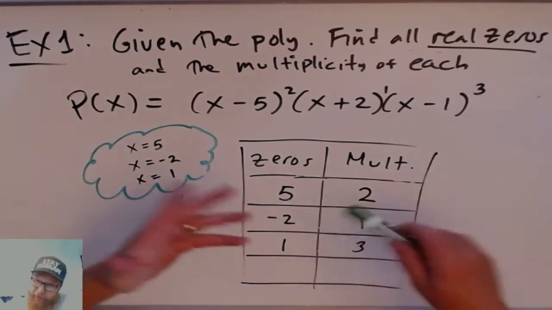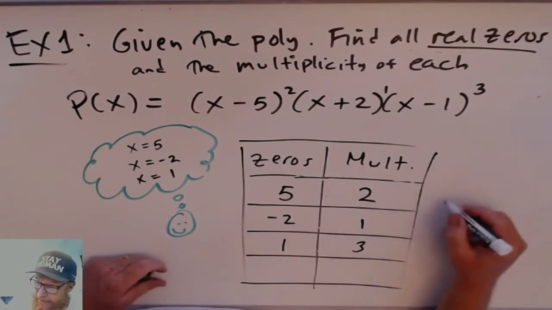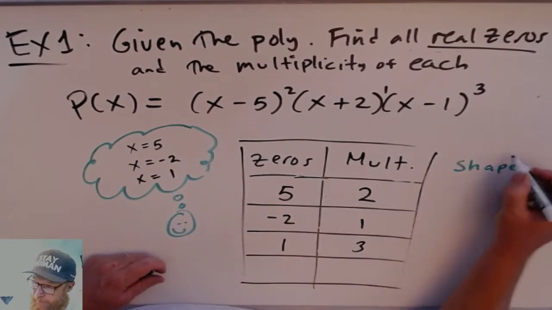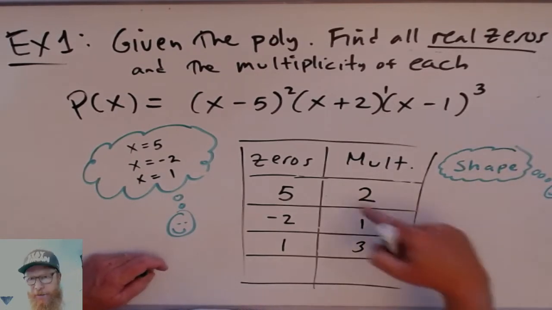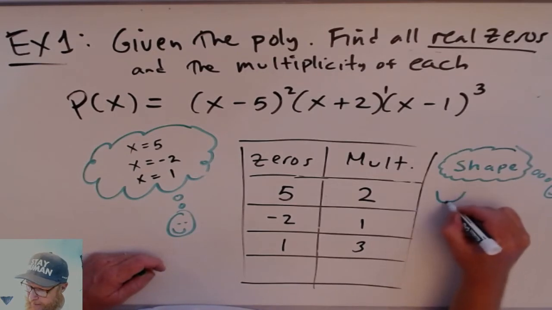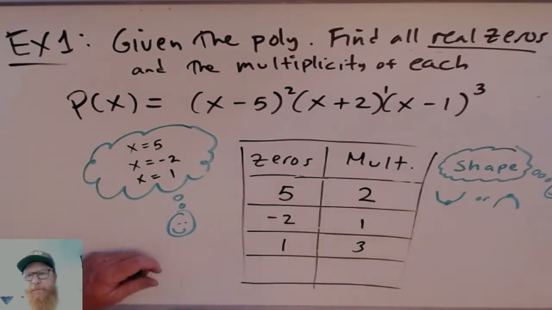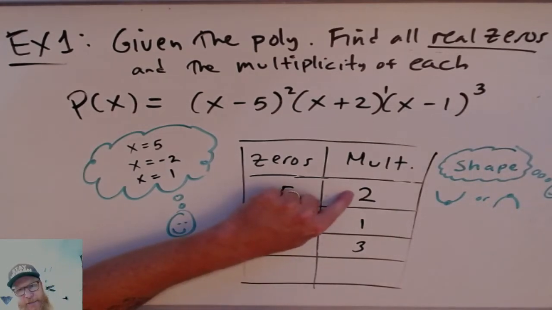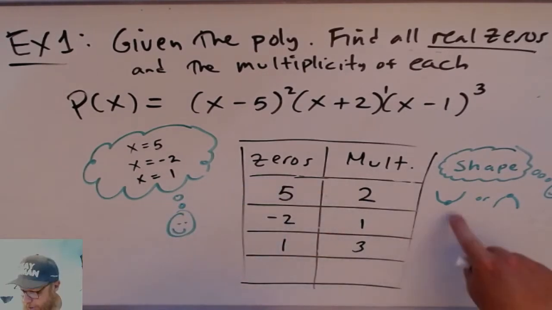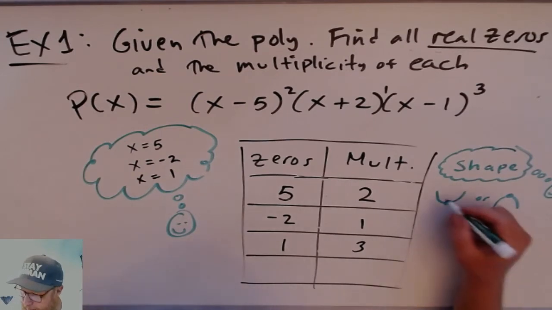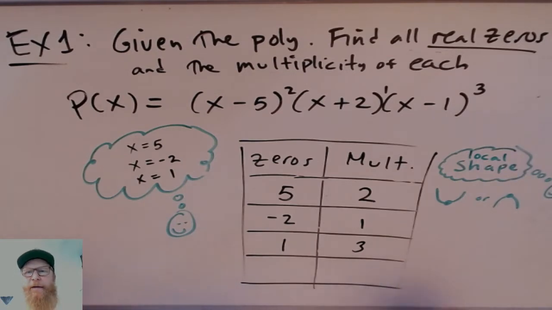So that's it for this problem. You can leave a row blank if necessary. And then the idea is that this tells you the shape. Again, this is the idea. So the shape of this one would be something like this, or maybe like this. We don't know yet, but we do know that because it's multiplicity 2, it's going to have the shape of a quadratic. It could be an upside down quadratic or a right side up quadratic. This is what we call the local shape or the local behavior.